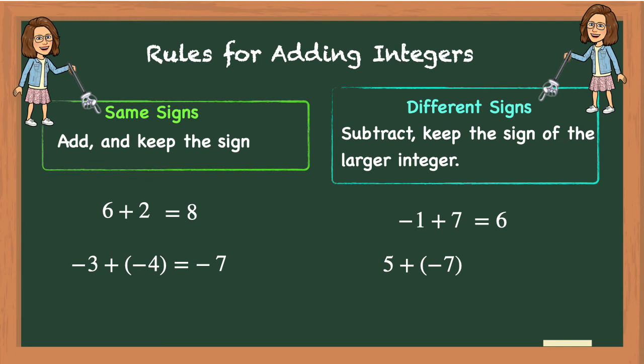Now let's look at 5 plus negative 7. We need to subtract 7 minus 5 to get 2. And then again, we need to decide if this 2 is positive or negative. Since 7 is a larger number than 5 and 7 is negative, our answer will be negative 2.